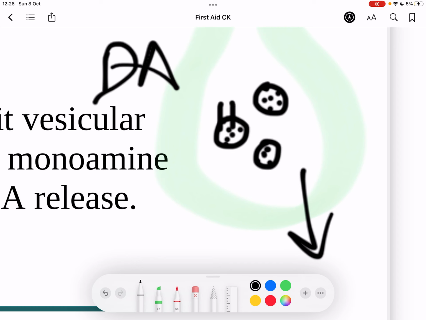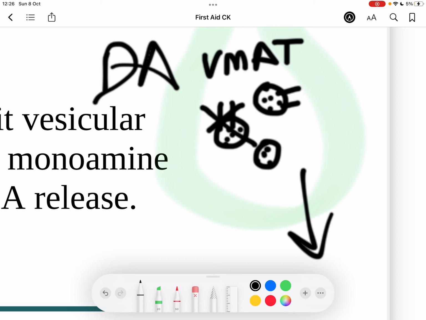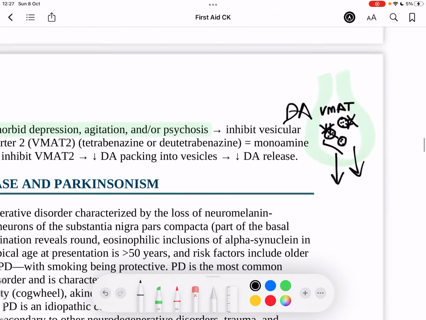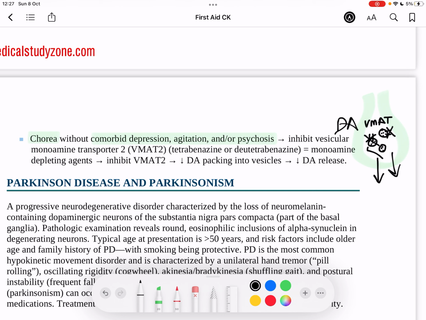We have little channels here called VMAT channels, okay? And these VMAT channels assist in filling these vesicles up with dopamine. So if I inhibit these VMAT channels, I don't fill these vesicles up with as much dopamine. Therefore, I'm going to be depleting the amount of dopamine making it into the postsynaptic cleft. So that's going to help rebalance the dopamine excess that we see in patients with Huntington's disease, and that can help the chorea movements. Of course, when somebody has late stage Huntington's and they start to have Parkinsonian-like symptoms, we would definitely not want to give this drug because it would make it worse.